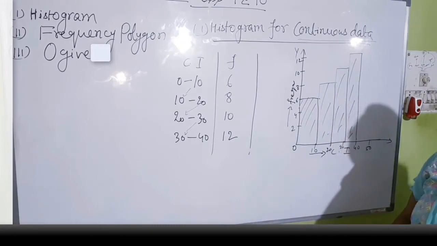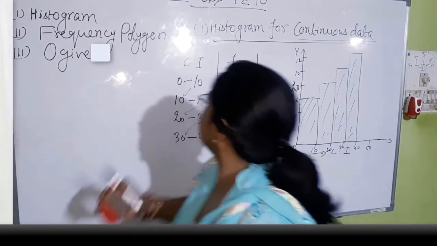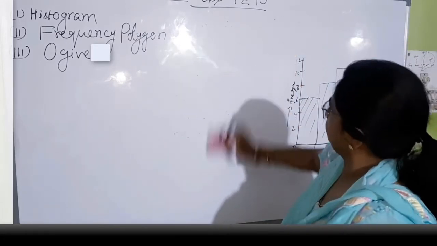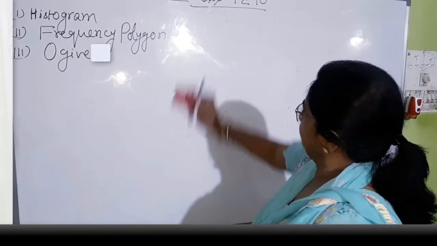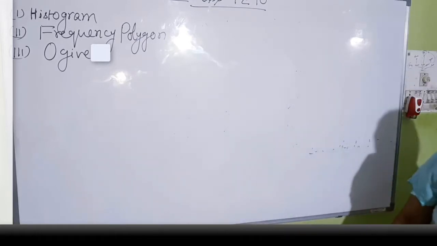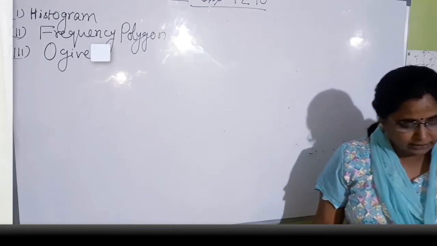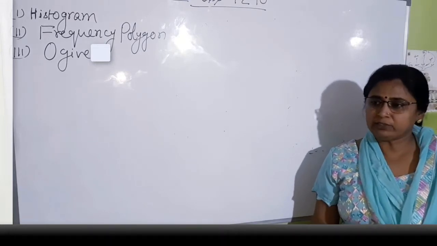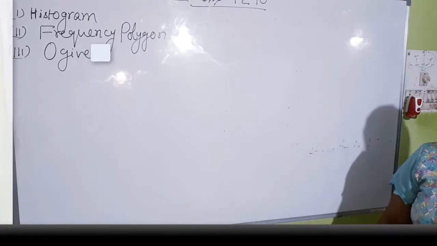Now second number is histogram for discontinuous data. Before going to start discontinuous grouped data, I would like to explain some terms related to statistics. First is class interval and class limit.